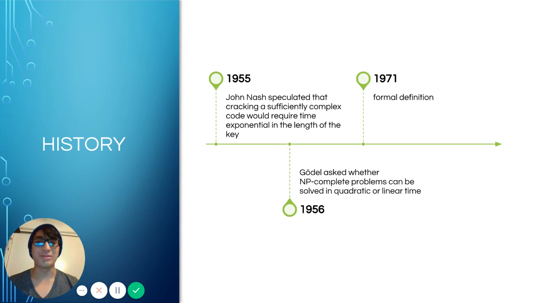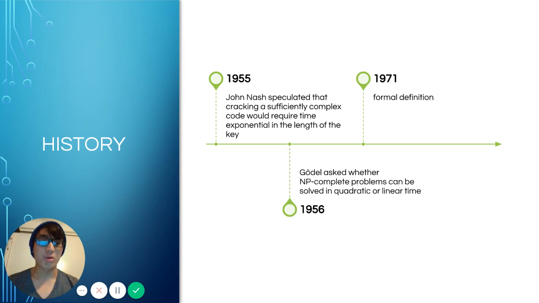In 1955, John Nash, a mathematician, the first prevalence of the idea of NP problems came up, where he speculated by sending a letter to the NSA, that cracking a sufficiently complex code would require time exponential in the length of the key. About a year later, Kurt Gödel sent a letter over to John von Neumann, who asked whether these NP complete problems can be solved in a quadratic or linear time.